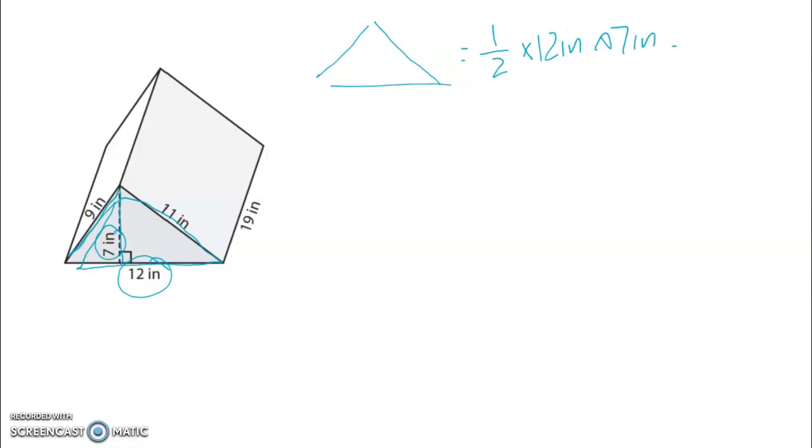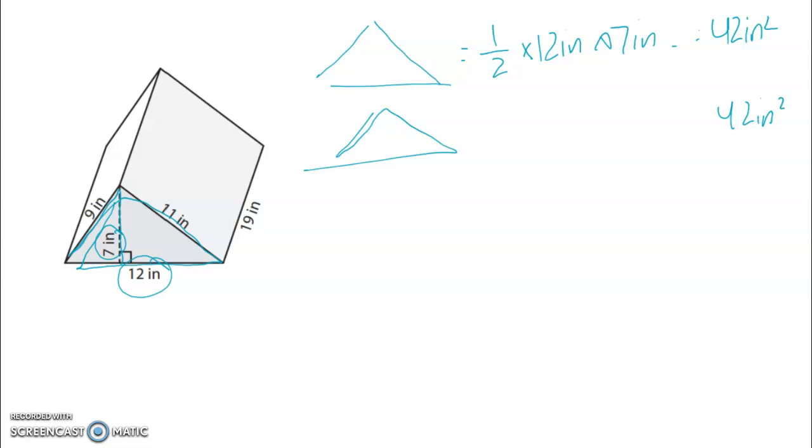1/2 of 12 is going to be 6. Then times that by 7, and we're going to have 42 inches squared. On a triangular prism, there are two identical triangles, so I'm going to go ahead and double that one up.